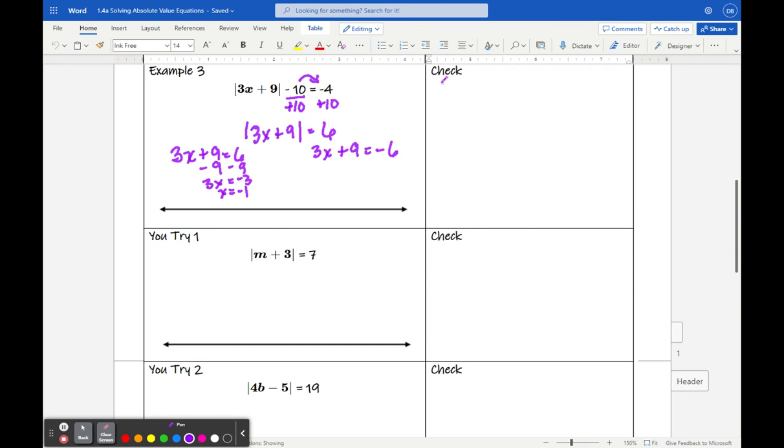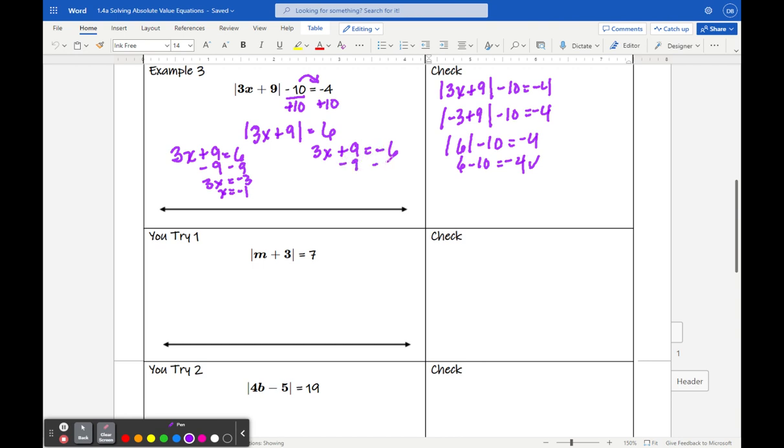And I can check the absolute value of 3x plus 9 minus 10 equals a negative 4. So 3 times a negative 1, the absolute value of negative 3 plus 9 minus 10 equals a negative 4. The absolute value of 6 minus 10 equals a negative 4. The absolute value of 6 is 6. 6 minus 10 does equal a negative 4. So that is a solution. Now let's do when you have the negative.